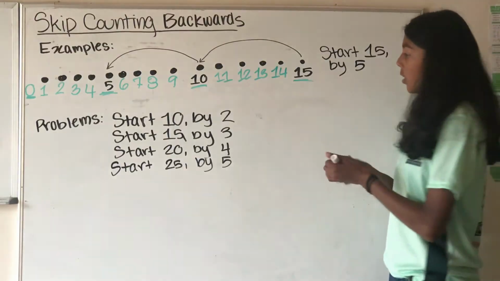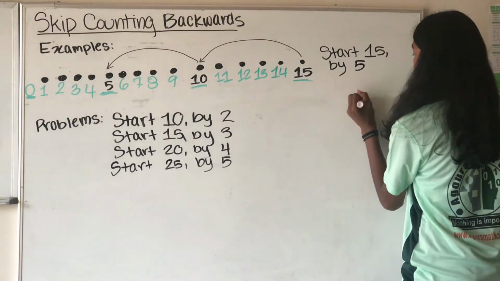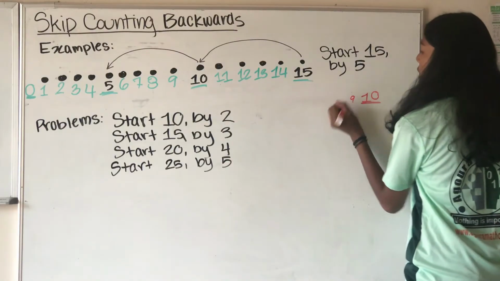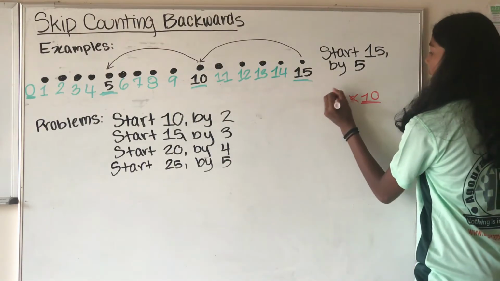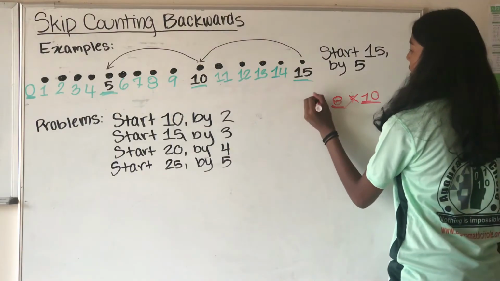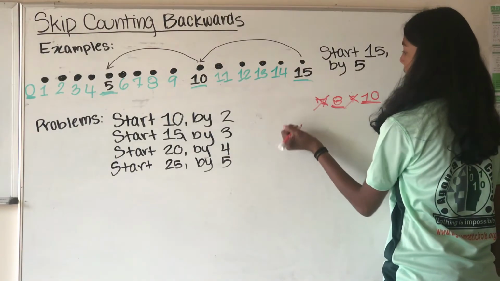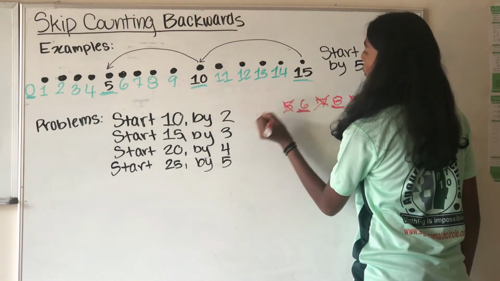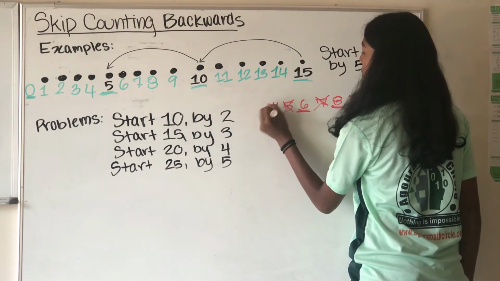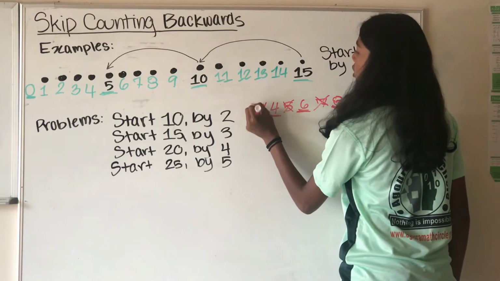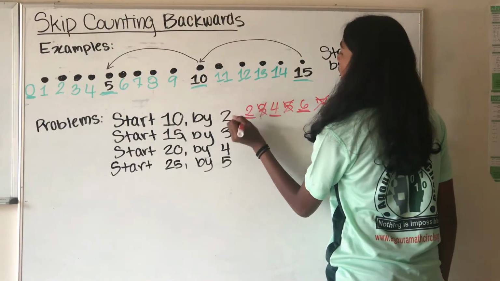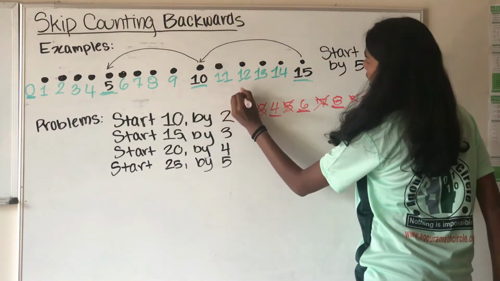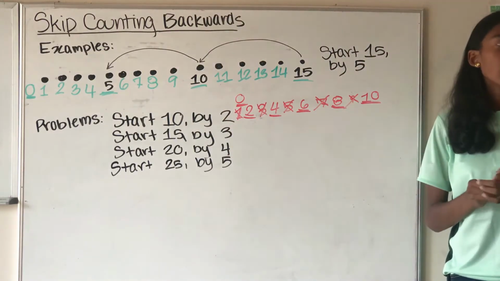So we have 10 right here. And then 9, no one cares about it. 8 is going to be another. 7, we don't want. 6, we want. 5, we don't want. 4, we want. 3, we don't want. 2, we want. And 1, we don't want. And then there's 0, which we're obviously going to want.